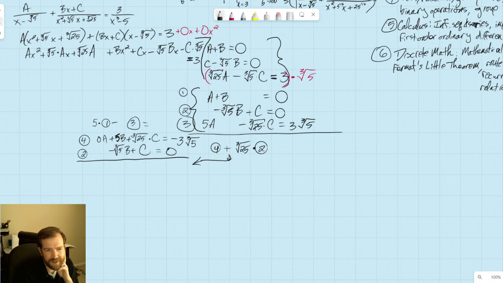So let's see. Equation 4 is going to get us 5. And then equation 5, right, I did this on purpose. The whole point was to subtract out the b, so that's gone. It's going to be 0b.